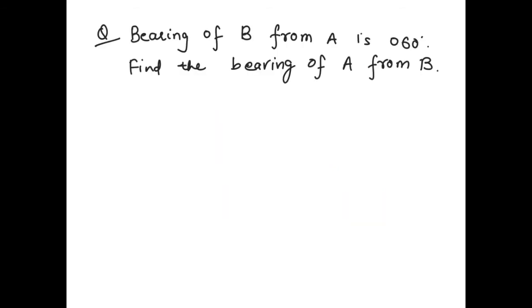Let's look at another example. It says bearing of B from A is 60 degrees. Find the bearing of A from B. So for that, we need to see that B from A is given and A from B we need to find out. So let's make the diagram first.